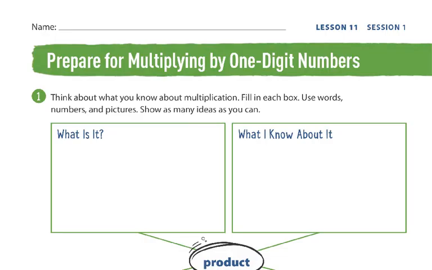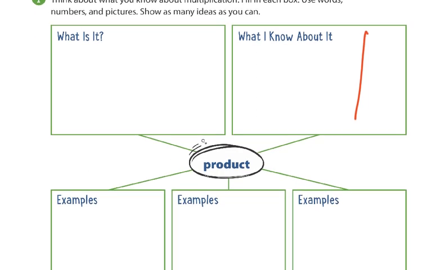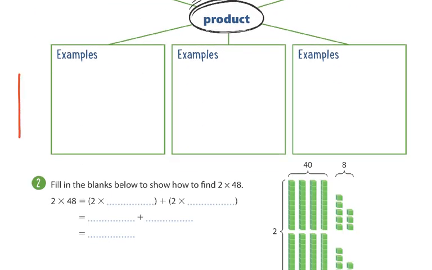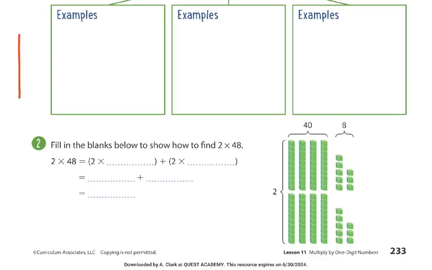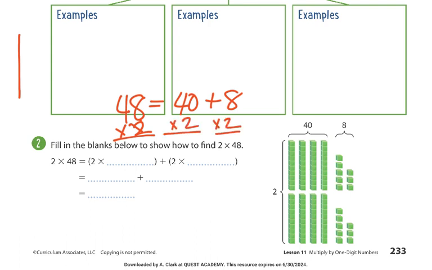Turn the page. Let's go to the bottom of our vocabulary page. Okay, it has manipulatives drawn here. Remember that I talked about using expanded form. 2 times, so 2 times 40, 2 times 8. That's all I need to do. So 2 times 40, 2 times 8, power of 10, put down the 0.